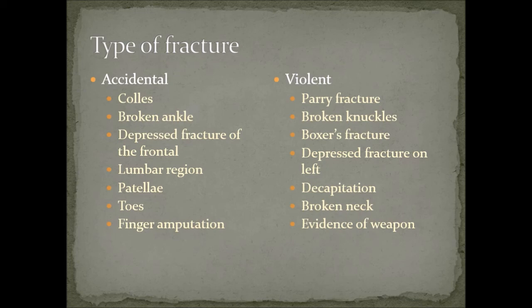Violent fractures, now we're talking those perifractures, those broken knuckles, boxer's fractures, depressed fracture on the left side of the skull. Why left? Because again, people tend to go for their heavy side first. So if you're facing me and I'm right-handed and I'm swinging a baseball bat, it's going to hit you on the left side of your head, right? Decapitation, throat slice, broken neck, evidence of weapons, broken ribs, things like that. These tend to be more associated with violence, okay?